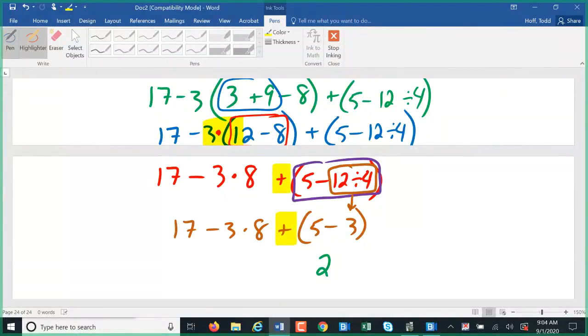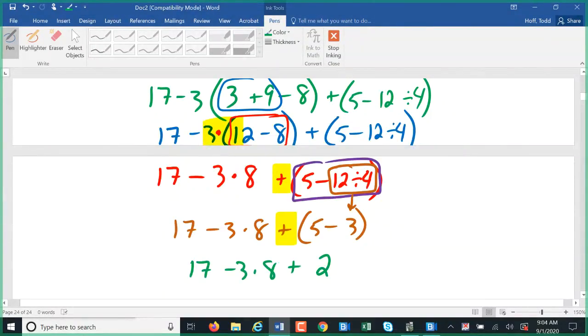So there is no multiplication; that parentheses is not standing for multiplication. There's no number multiplying that set of parentheses that we have to make sure we put in there for this. So this is just 17 minus 3 times 8 plus 2.